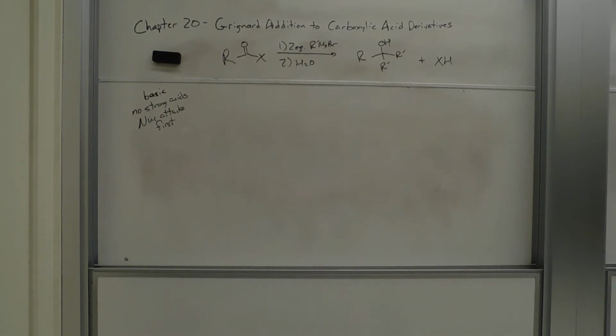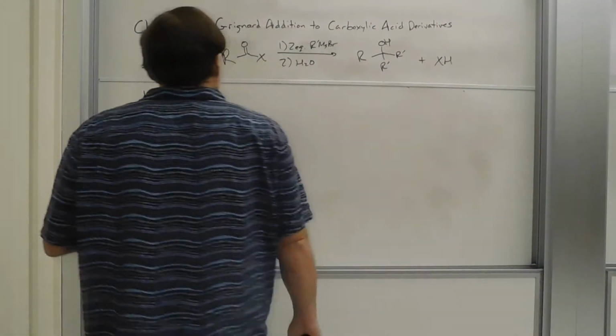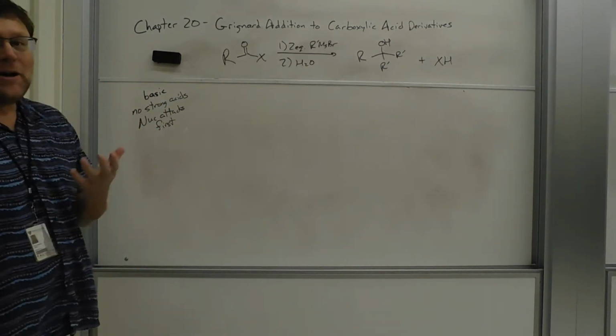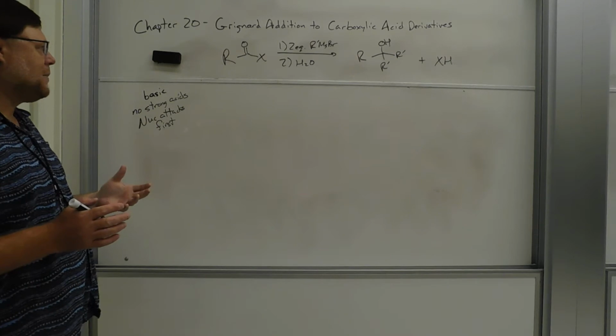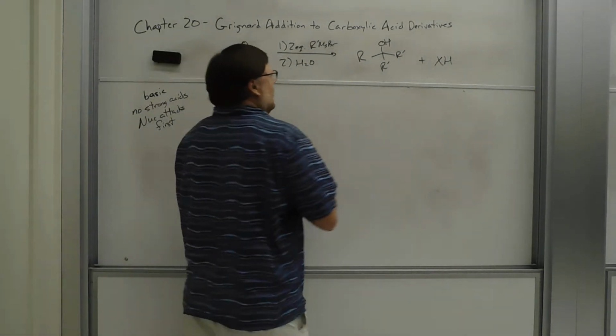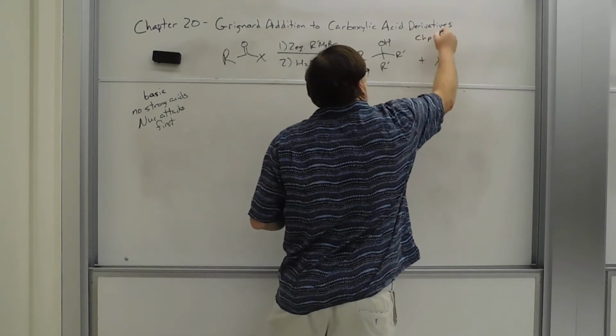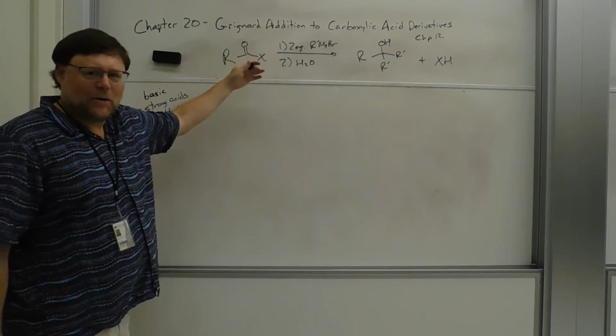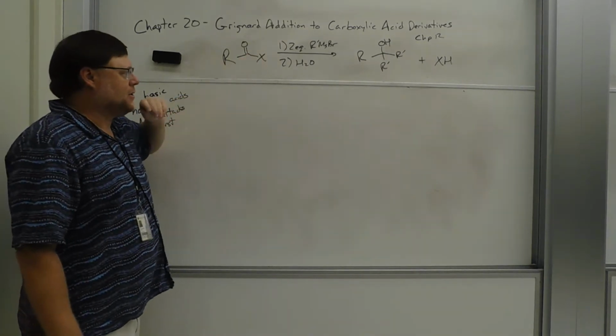All right, in this video, I'm going to talk about the addition of Grignard reagents to carboxylic acid derivatives. And you guys already know this. We've talked about it a little bit in chapter 12, in making alcohols. If you add a carboxylic acid, or esters, I think they only talk about esters, the book only talks about esters in chapter 12.